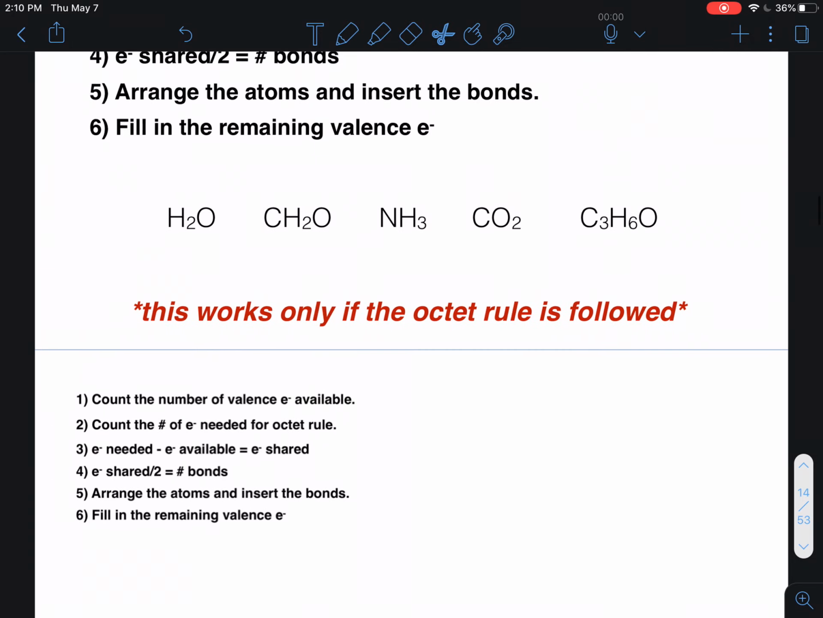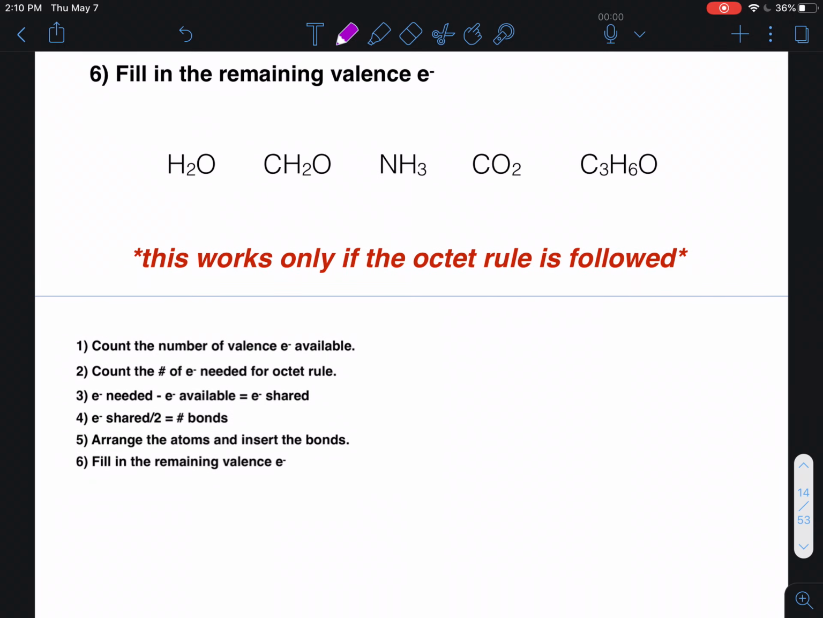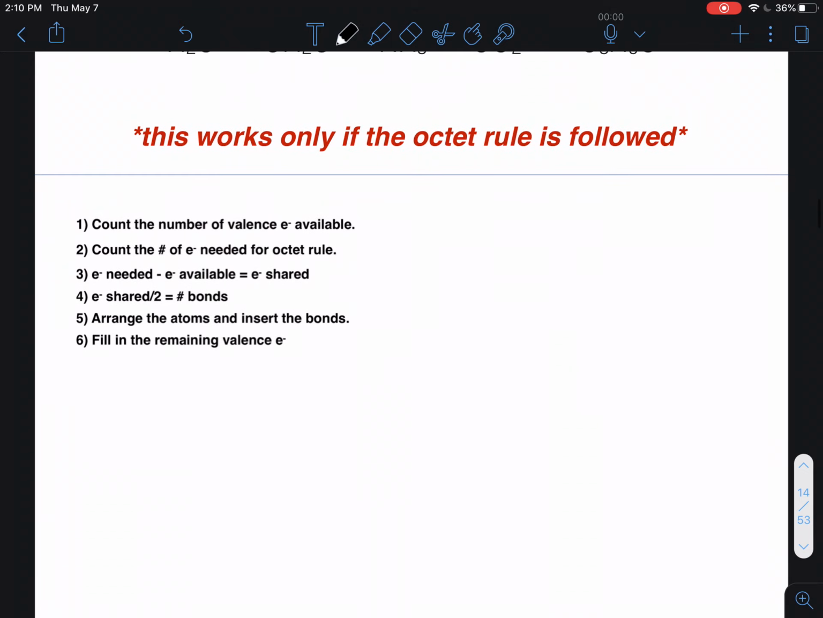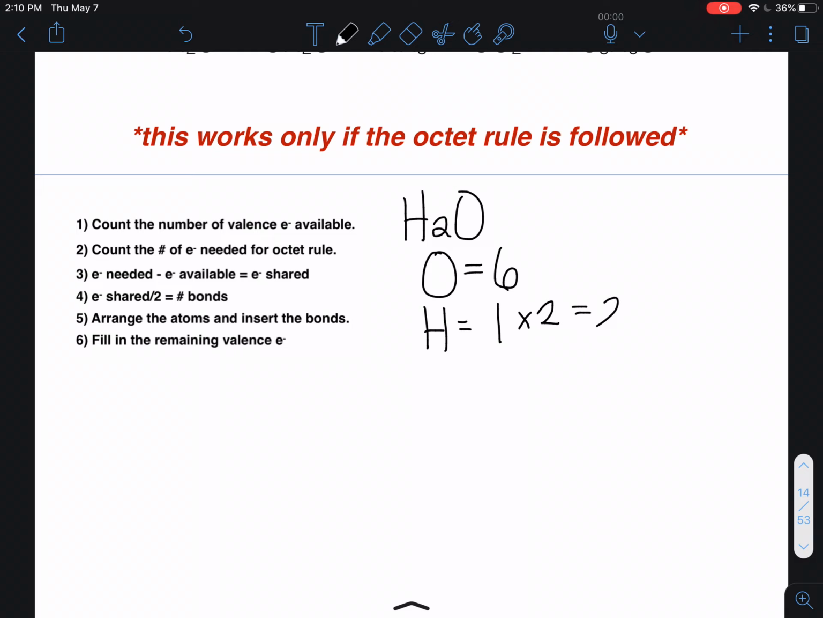And the first thing we're going to do is water, H2O, okay? So the first thing that we do always is we add up our valence electrons. So H2O, all right? Oxygen, 6 valence electrons. Hydrogen has 1 valence electron, and there are 2 of them. So that's a total of 2. And then we have a total of 8 valence electrons. So that is E have.